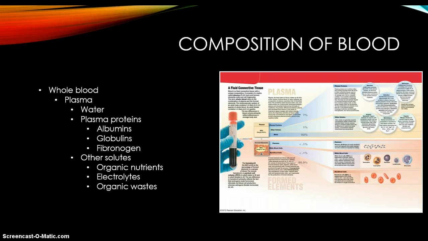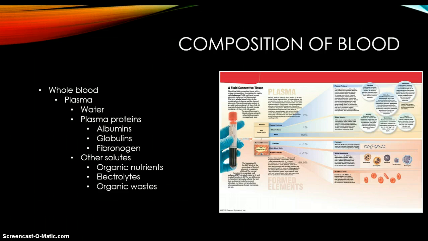The next most abundant protein is globulins, about 35% of all the proteins. Included in this group are the immunoglobulins, which are also known as antibodies, as well as transport globulins that bind small molecules and move them around the body until they are needed, at which time they will be released from that globulin.